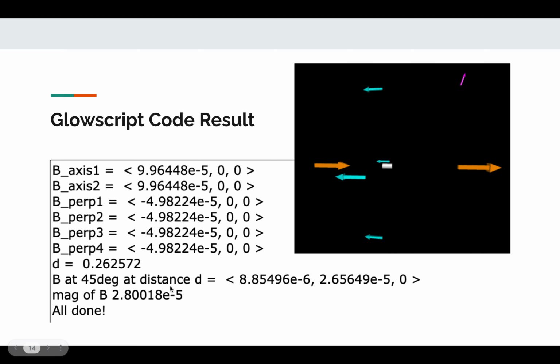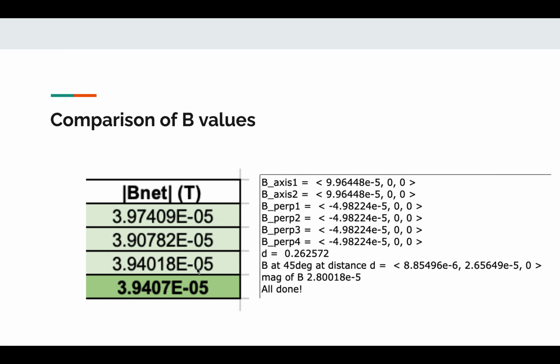These are some numeric results, and I'll compare that with what I got with my experimental setup. You can see these 2 values are similar to each other, which says that my experiment is pretty accurate.